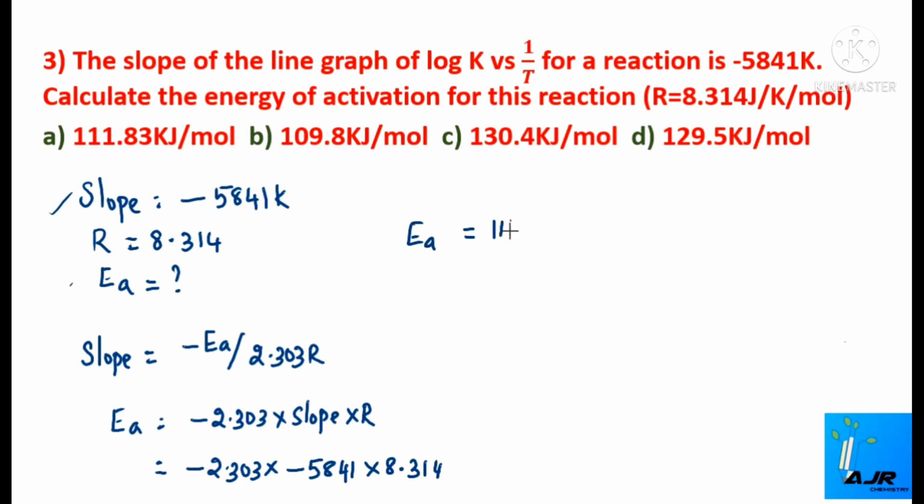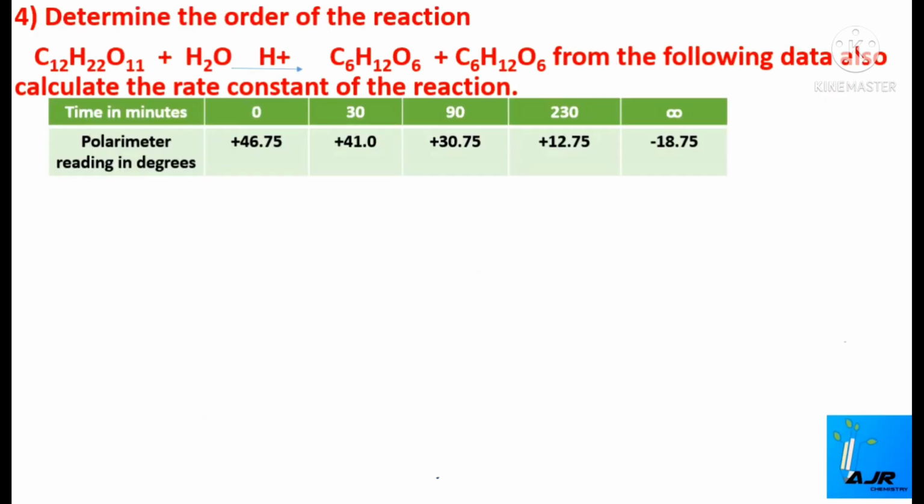Is it not? So the answer EA, when you are simplifying, you will be getting 11838.4 joules per mole. So the unit for EA, the activation energy, is joules per mole. If you want to convert this into kilojoules, you should divide by 1000. So this becomes 11.838 kilojoules per mole. Understood, students? So the correct option, option 11.838, this one, option A is correct. Understood, students? Read the next question, students.